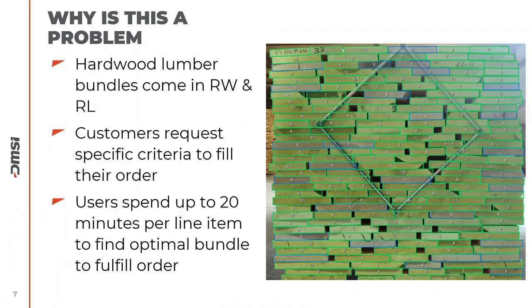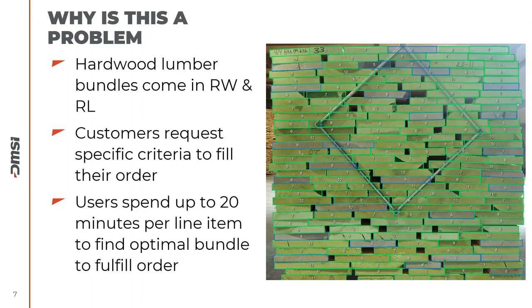So why is this a problem in the industry? The problem is that hardwood lumber bundles come in random width and random length. As you can see in this image, that's a bundle of hardwood lumber, and the numbers overlaid on top of the boards are the rounded width values. You can see how they're all different. That causes the ordering process to be unique because it's not a uniform board width and length.